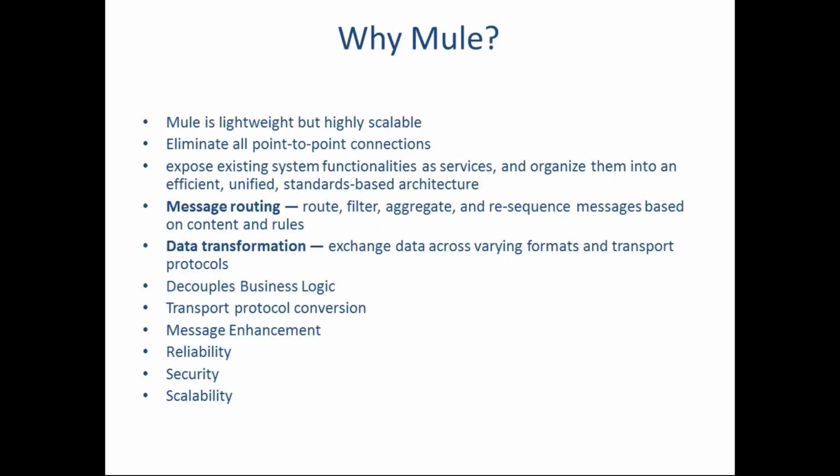So like that, you can expose your system as a service, complete flows. And all the message routing. So you can route the inbound messages which are coming from different kinds of systems, and route them to the destination systems where you want to send them using this message routing. It has different filters, aggregate and resequence messages based on content and rules. So you can route the messages based on the content inside the message, and also you can build some sort of rules to route the message.